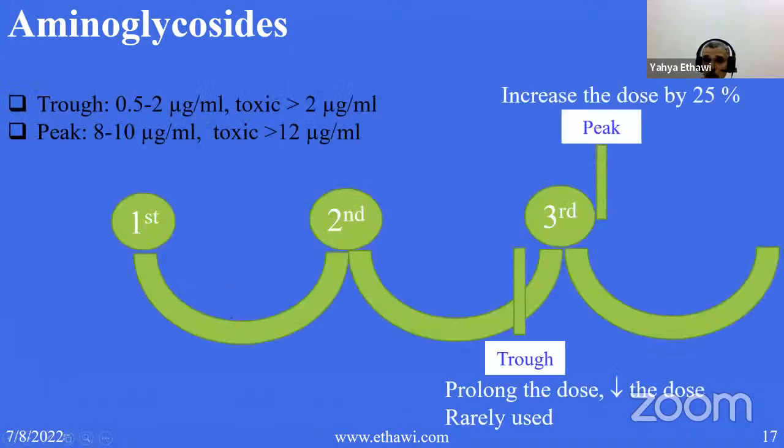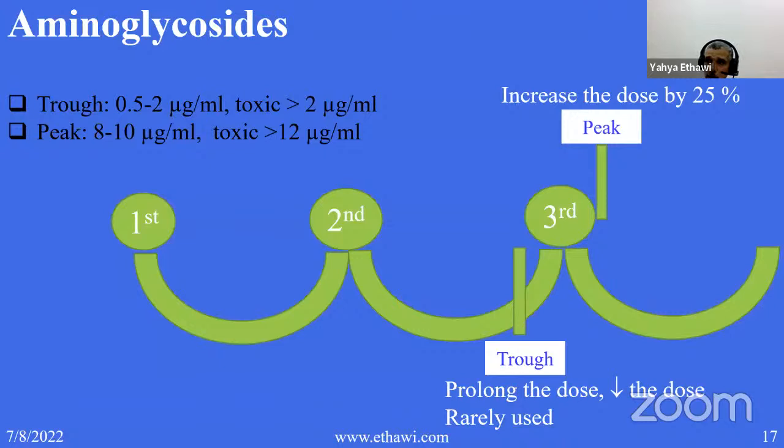Now, when we check the level, usually I check the level before the 3rd dose. Now, I'm very interested in the trough. I don't like the peak, so I usually don't look at the peak. However, the best is to do the trough and the peak. So the trough normal level is 0.5 to 2 mic per mil, and toxic is more than 2. So if you have the level high, more than 2, in the trough, you stretch the dose. So if you're giving it every 24 hours, you give it every 36 hours. If you're giving it every 8 hours, you give it every 12 hours.